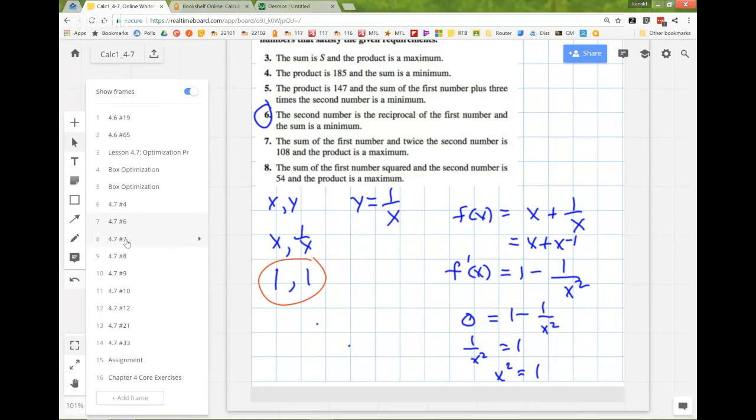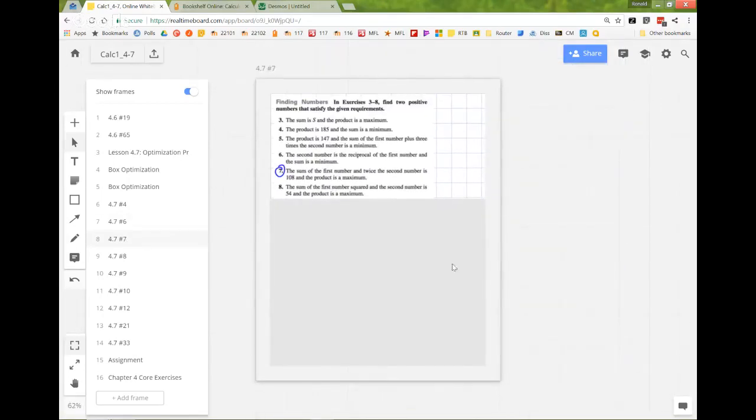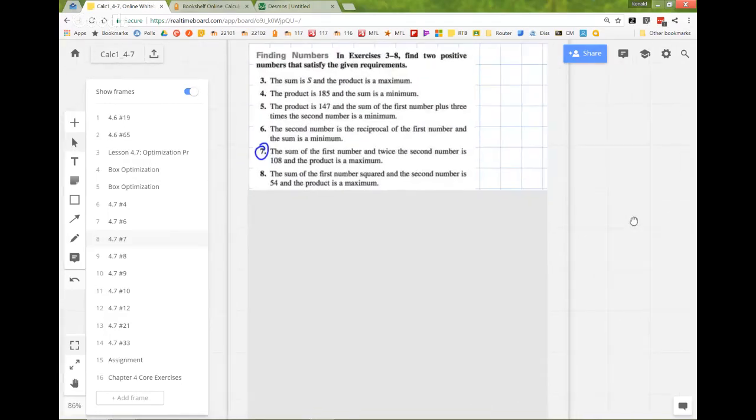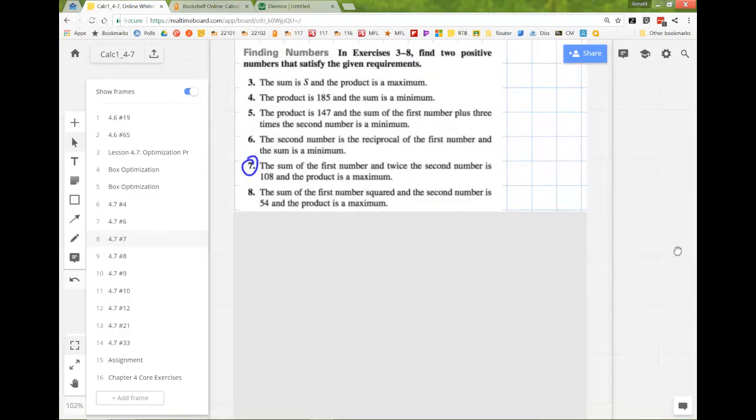All right. Next, let's go to number 7. So here's one. Here's our odd problem. Number 7. Find two positive numbers so that the sum of the first number and twice the second number is 108, and their product is a maximum.